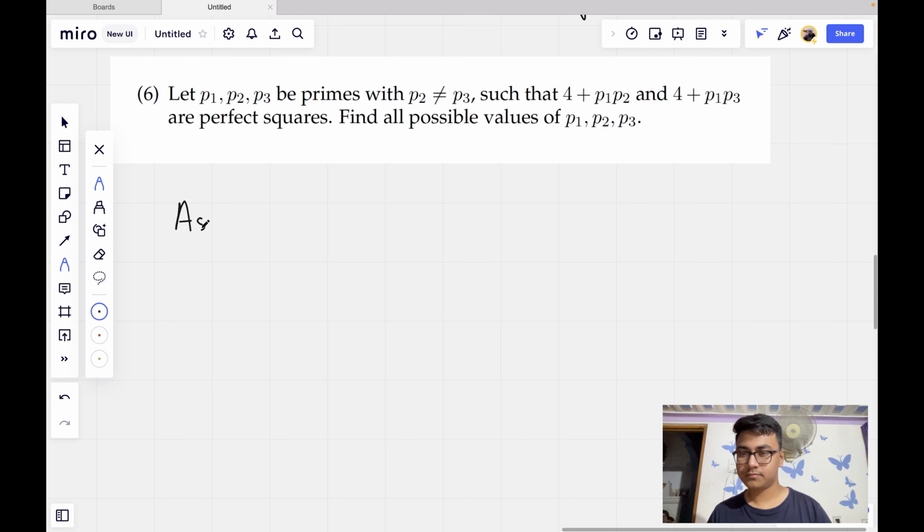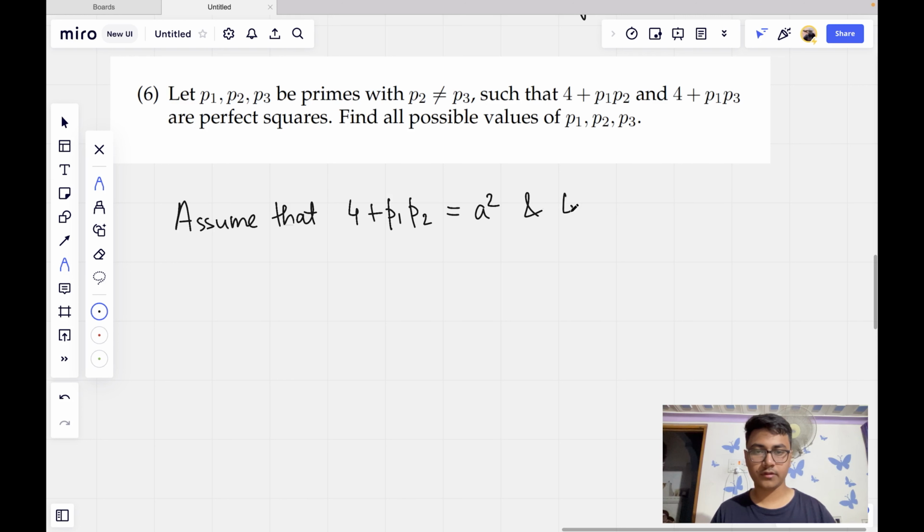Assume that 4 plus P1 P2 is equal to a squared, and 4 plus P1 P3 is equal to b squared for some positive integers a and b. Okay, since P2 is not equal to P3, a is not equal to b, obviously.